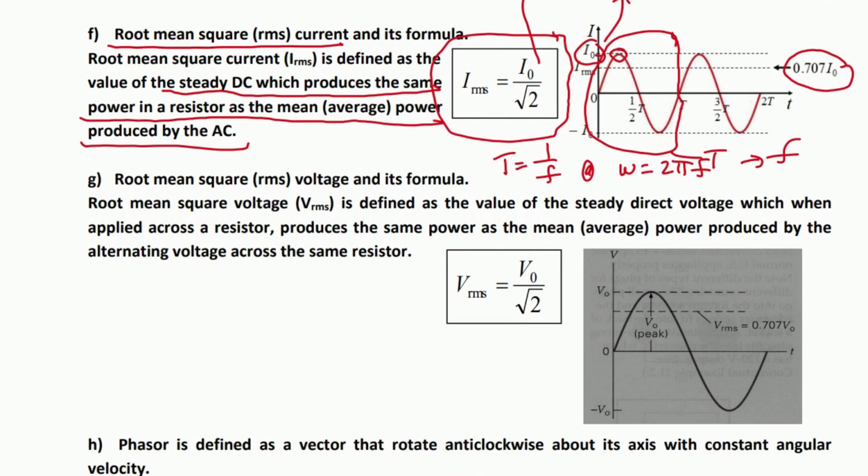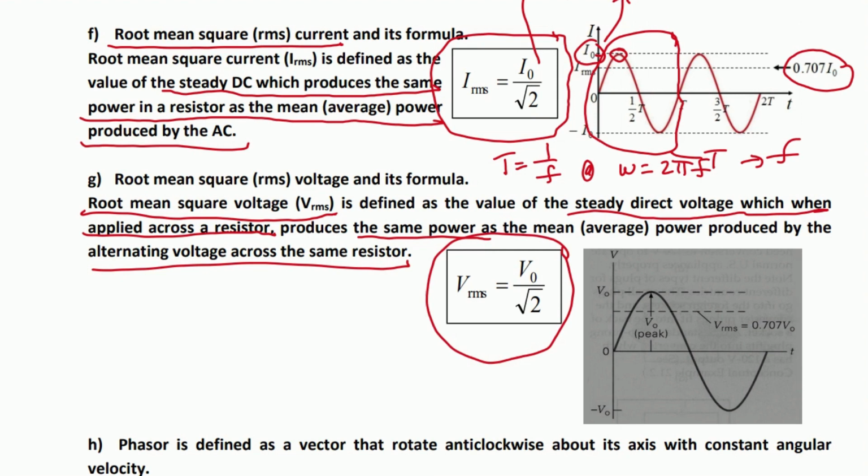Next we have the root mean squared (RMS) voltage and its formula. The root mean squared voltage V RMS is defined as the value of the steady direct voltage which, when applied across a resistor, produces the same power as the mean average power produced by the alternating voltage across the same resistor. That is the definition. The equation is V RMS equals V0 divided by root 2.